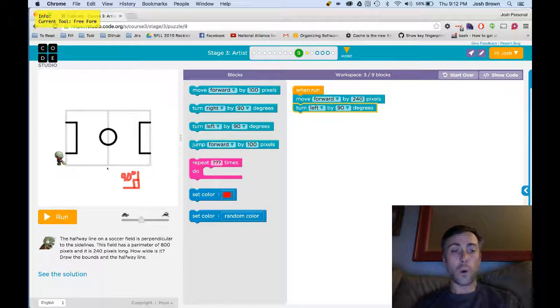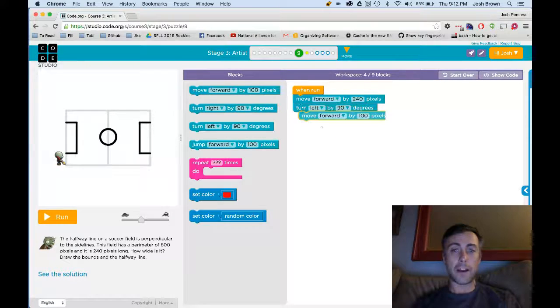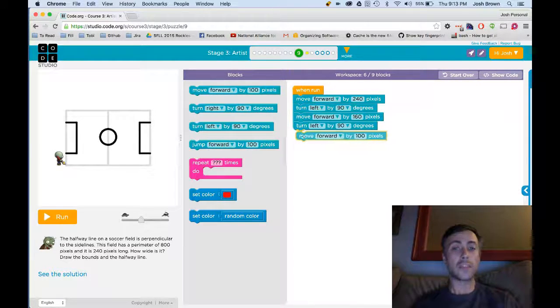So we're going forward 240. We're going to turn left. Then we're going to go up. Do we remember how much we're going up by? We're going up by 160. Okay. Then once we're at the top here, we have to turn left again by 90 degrees. Another right angle turn. Then we need to move forward. We're right here. We're going to move forward 240.